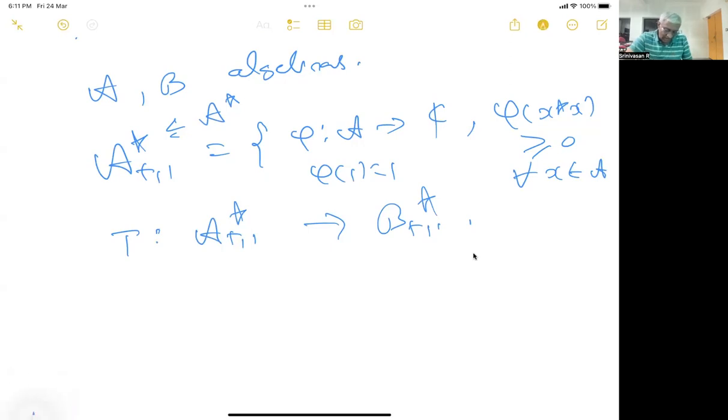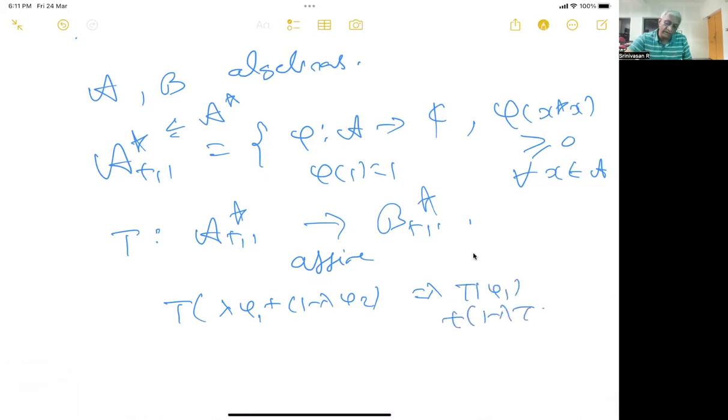When we have a convex set, we can't talk about linearity, because if you multiply by something, it will go out of the set. So we want to talk about affine maps. We want to consider this kind of affine map, that is, T of lambda phi 1 plus 1 minus lambda phi 2 should be equal to lambda times T of phi 1, which is a state of course, plus 1 minus lambda T of phi 2.